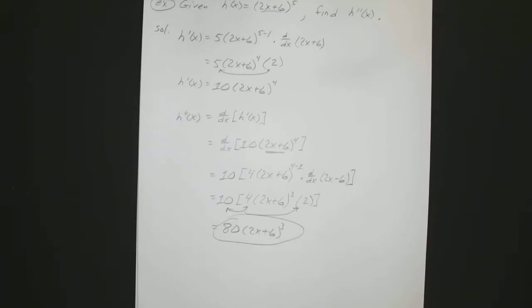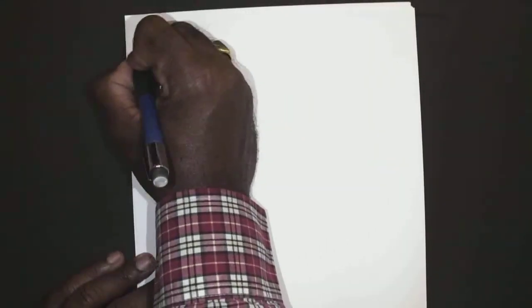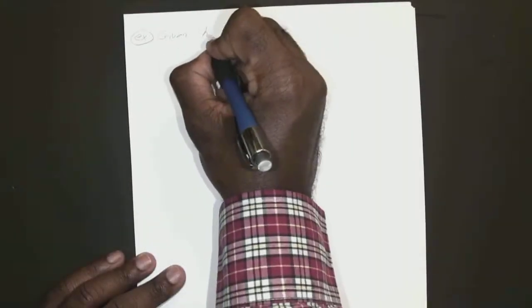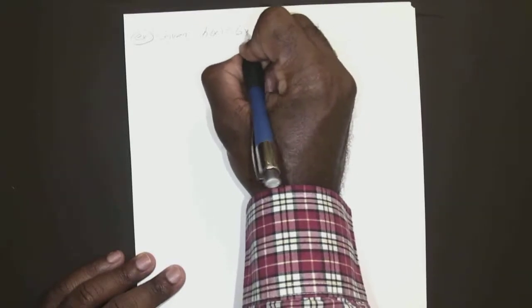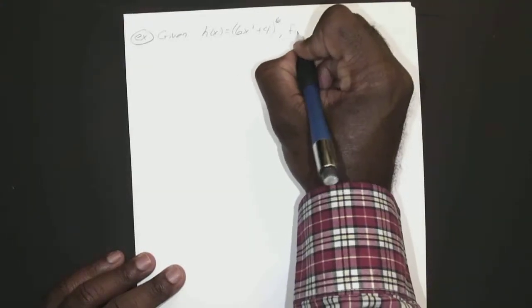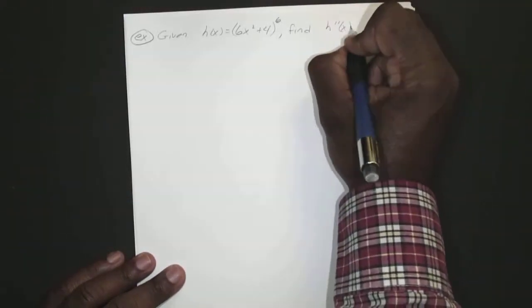All right, any questions on that one? All right. Okay, so we're going to do one more like the second one, and then we're going to compare the two. Okay. So if we're given h of x equals (6x² + 4)^6, find the second derivative.